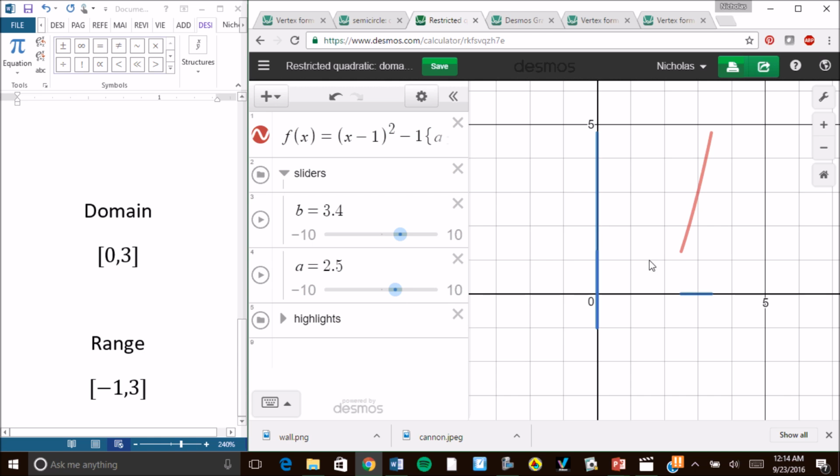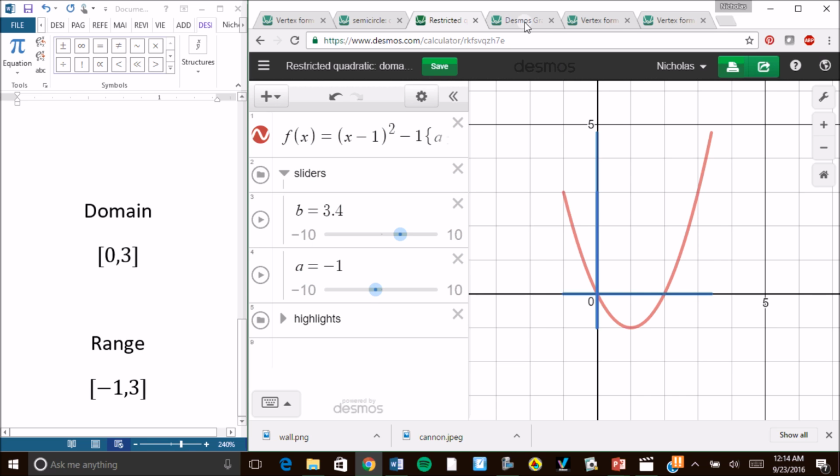In this restricted form of our quadratic equation, there's no vertex. So I would have to plug in the left value and the right value. And that's how I would find the range, right? Oh, and actually, this range is not accurate. But needless to say, yes, it changes, and you just have to pay attention to what your graph is looking like.